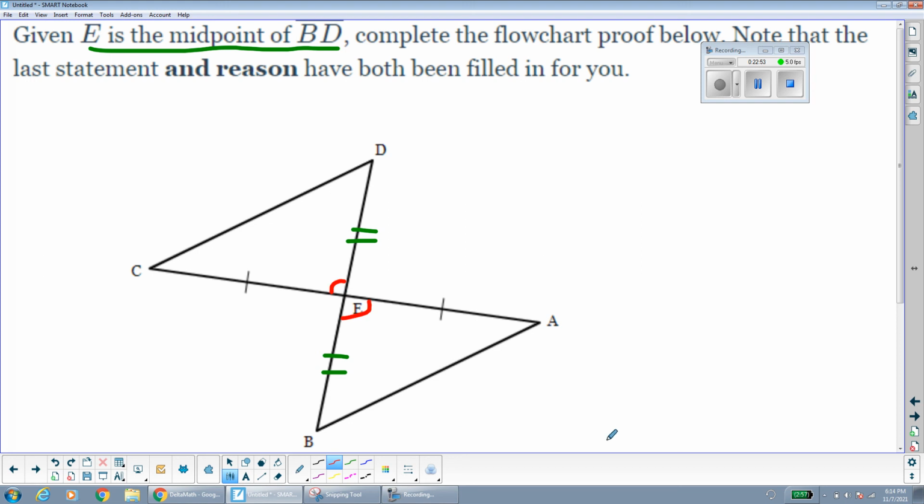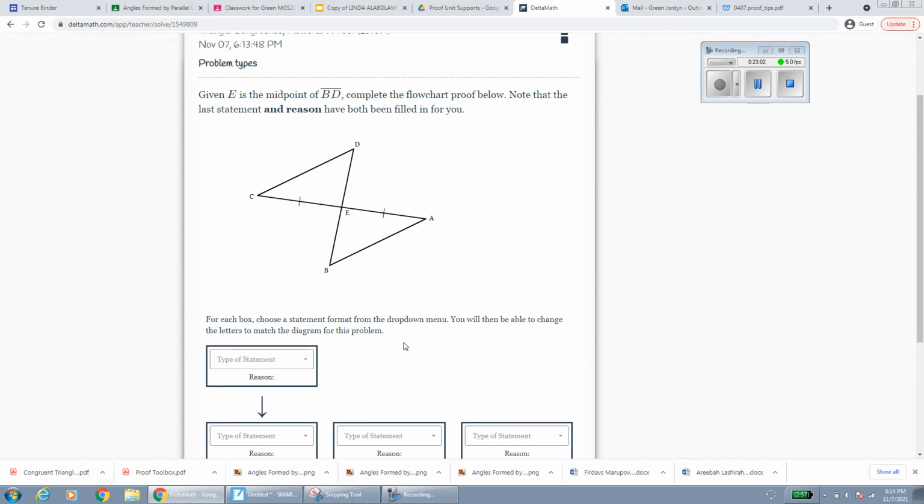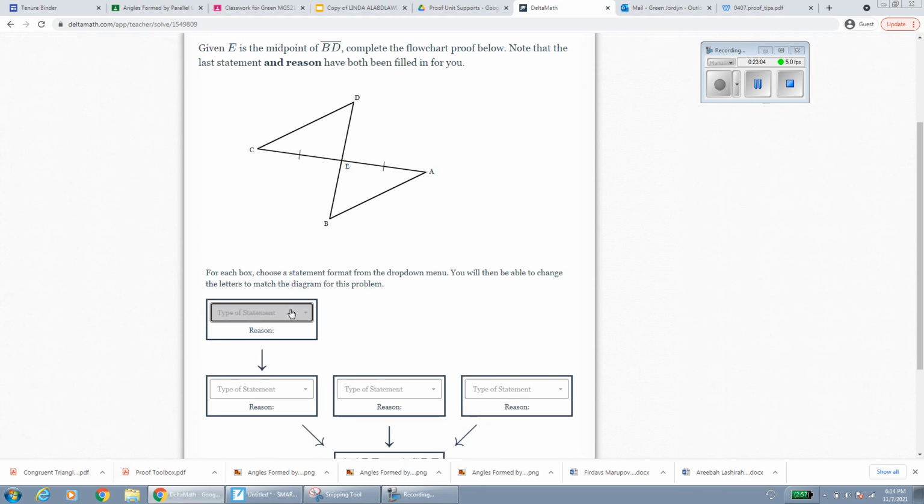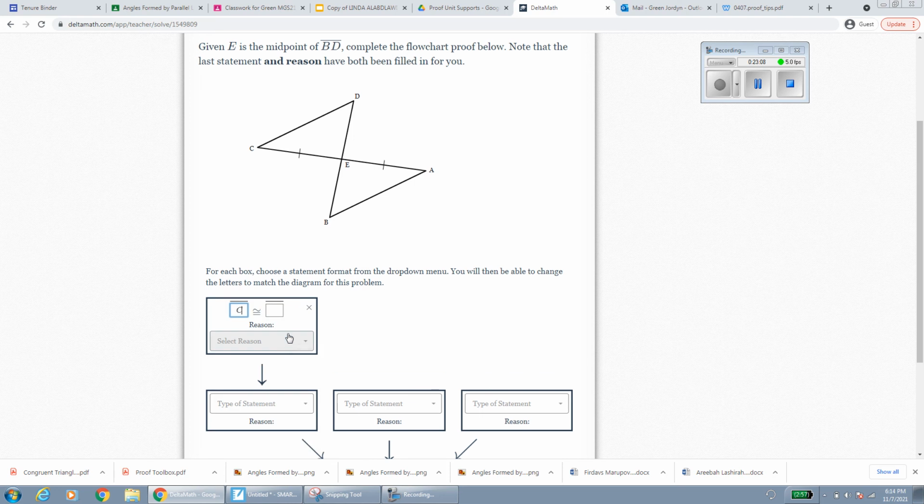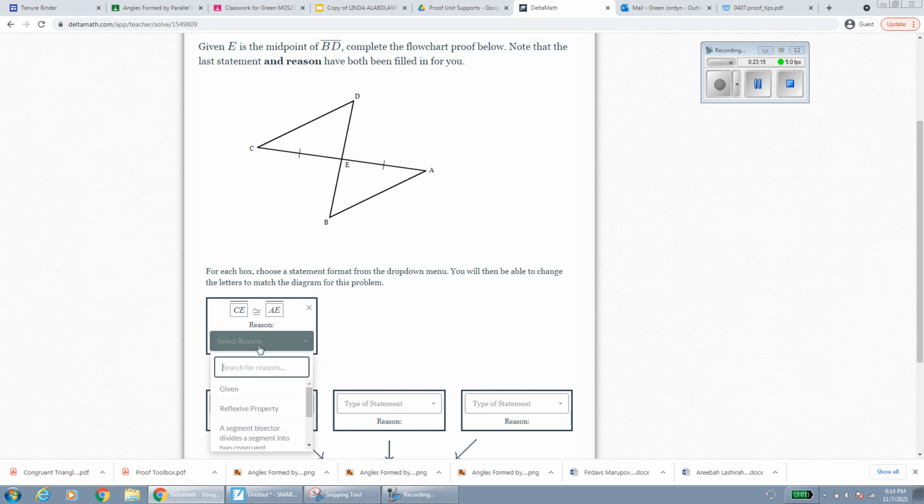Now I see that the 2 triangles are congruent by side, angle, side. That's SAS. So let's take all the information that we have here and let's put it into Delta Math. So remember, our proofs always start with our givens. So I'm going to just put in the given that they give us. CE is congruent to AE. That's already in the diagram. And I'm going to put given.